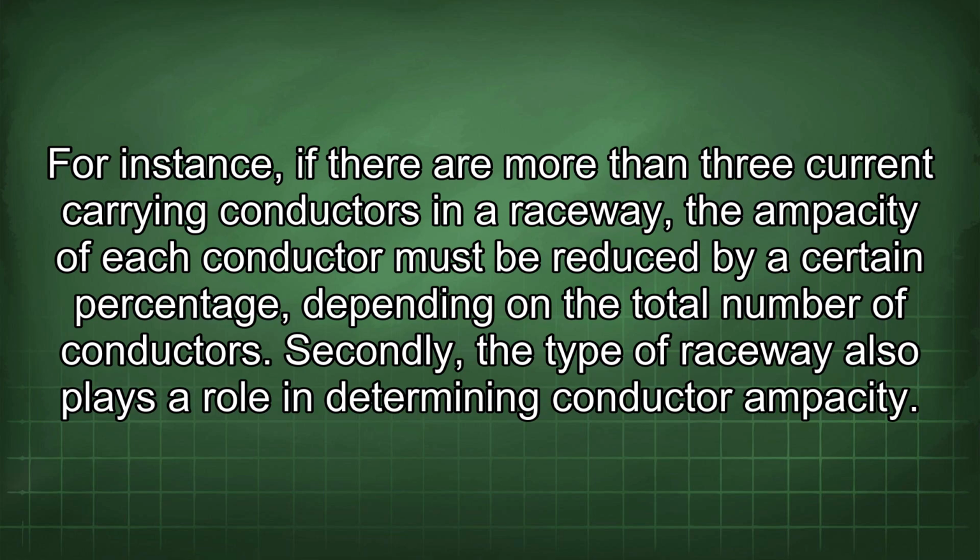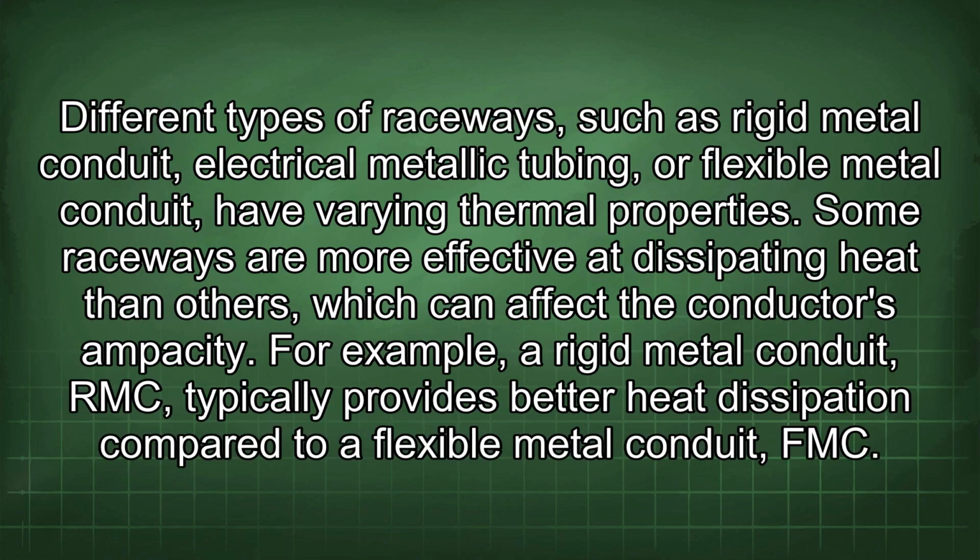Secondly, the type of raceway also plays a role in determining conductor ampacity. Different types of raceways, such as rigid metal conduit, electrical metallic tubing, or flexible metal conduit, have varying thermal properties. Some raceways are more effective at dissipating heat than others, which can affect the conductor's ampacity. For example, a rigid metal conduit (RMC) typically provides better heat dissipation compared to a flexible metal conduit (FMC).